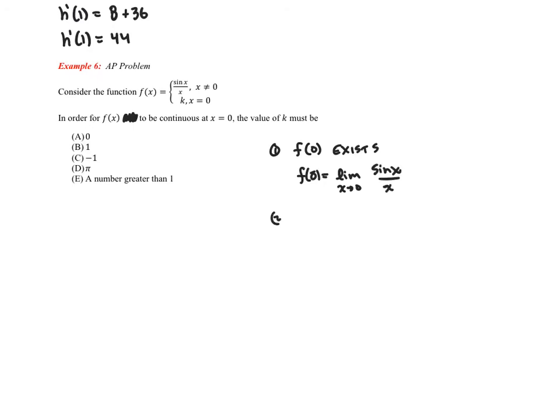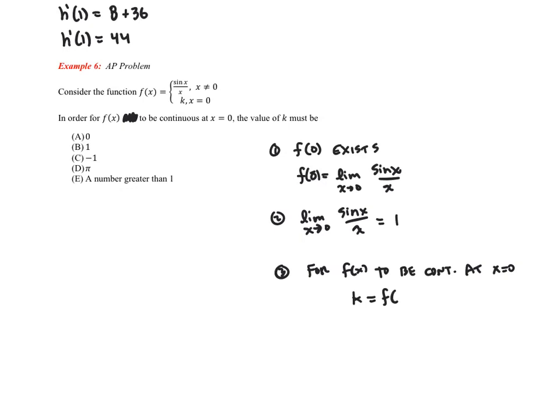Well, do you remember that? Does that limit exist? I think you should. That's a special limit. So the limit as x approaches 0 of sine x over x equals 1. Therefore, for f of x to be continuous at x equals 0, k, which equals f of 0, must equal 1.